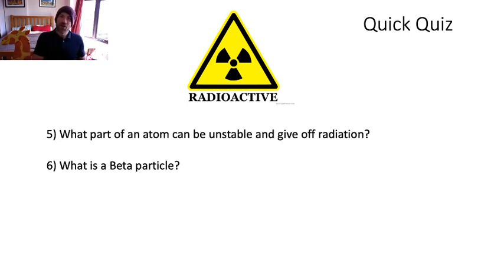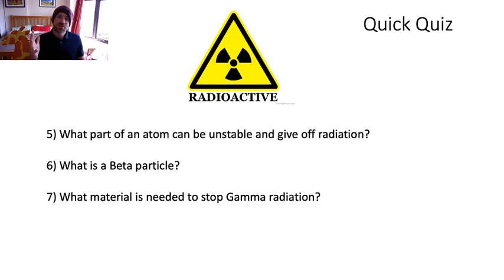Question 6. What is a beta particle? We looked at alpha, beta and gamma and what they were. Can you remember what a beta particle was? Fingers crossed. Question 7. What material is needed to stop gamma radiation?